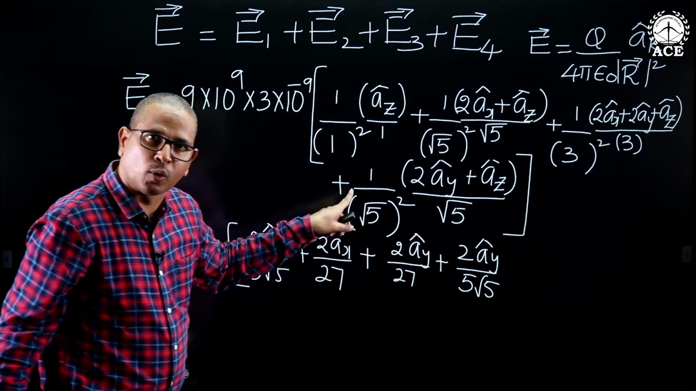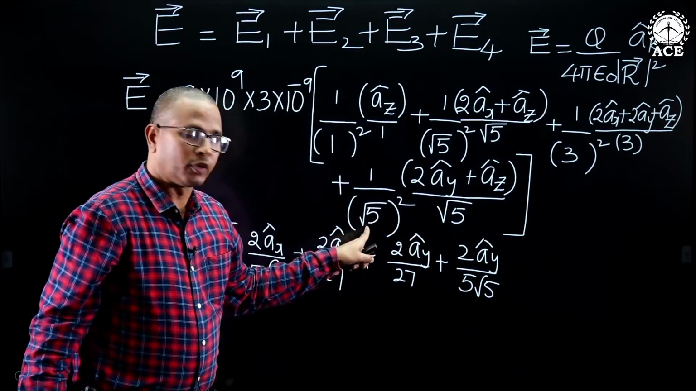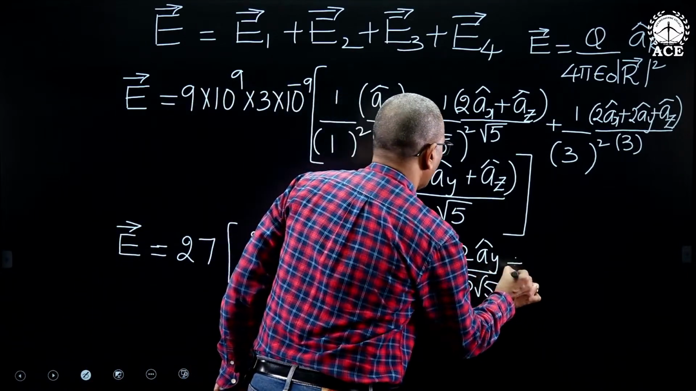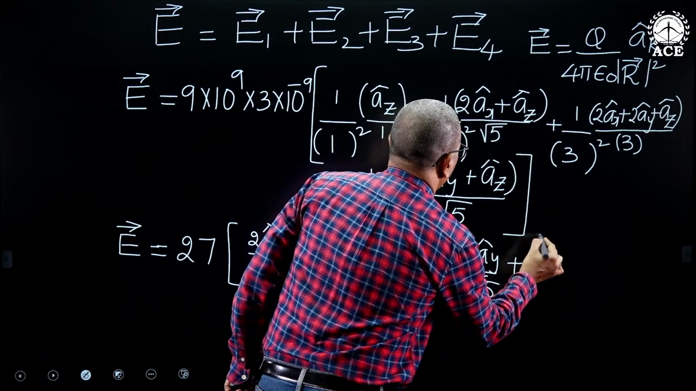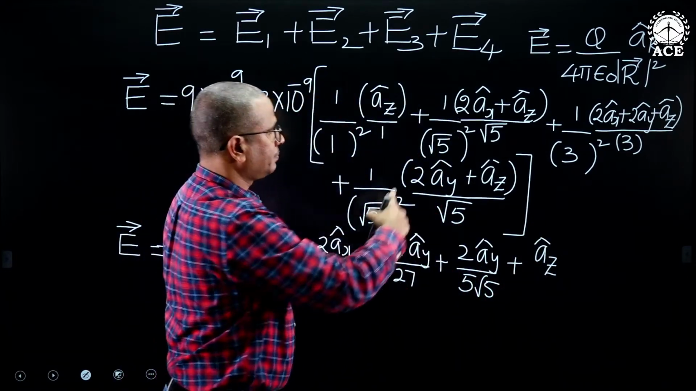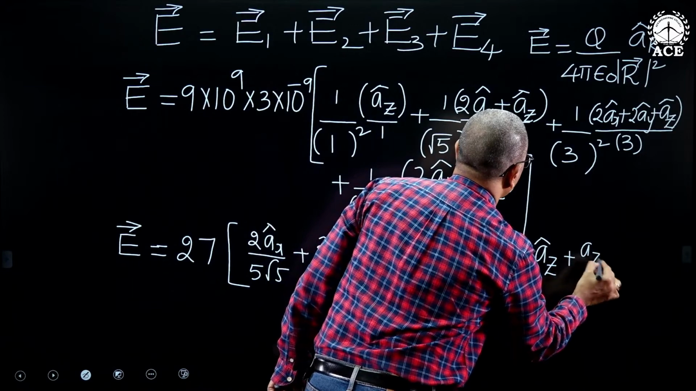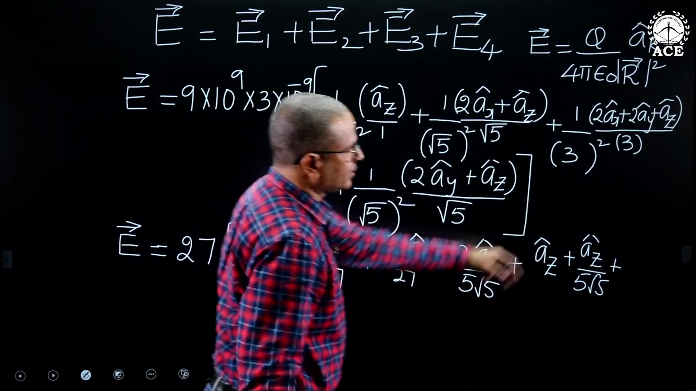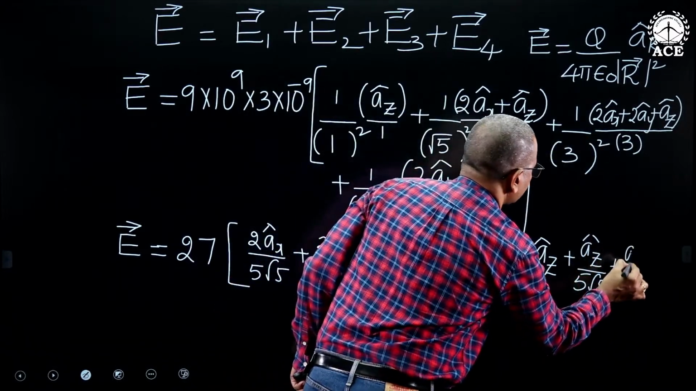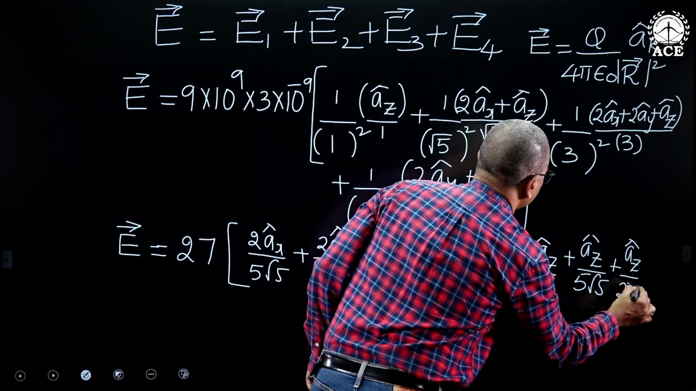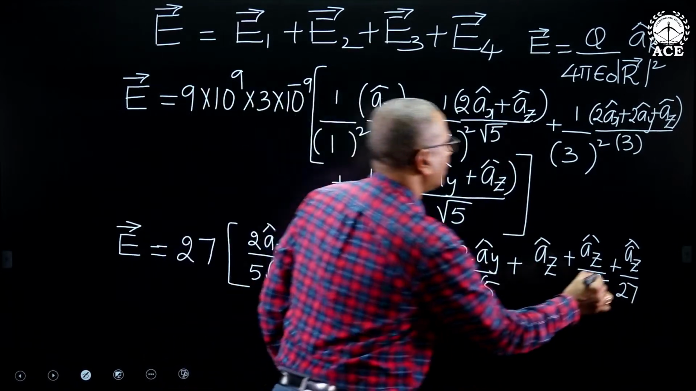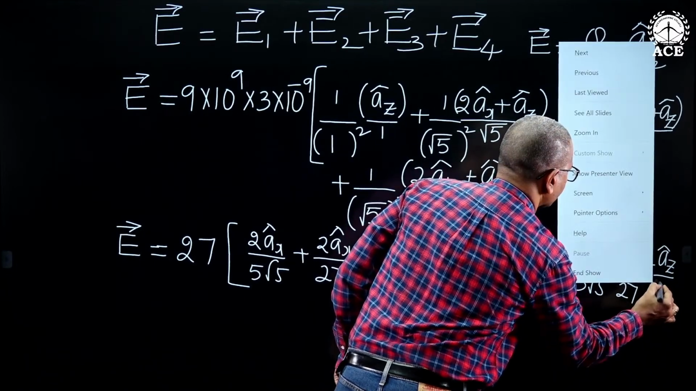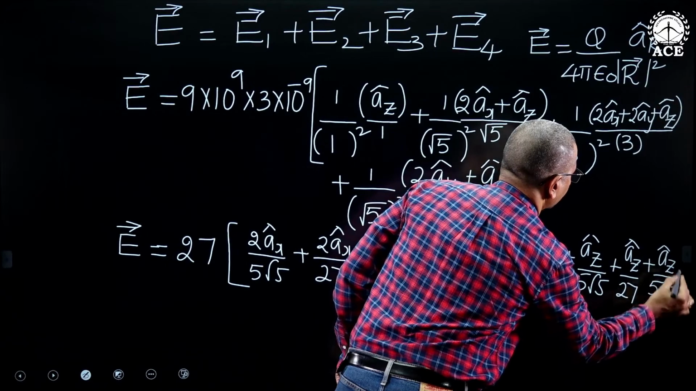Dear students, we have root 5 whole square. Don't forget to take that. This also we must multiply, 5 root 5. Next, z components, you write az cap. The remaining we can write az cap divided by 5 root 5 plus, what is here? Az cap divided by 27. Any other? Yes, here also we have another az cap divided by 5 root 5. That's all.